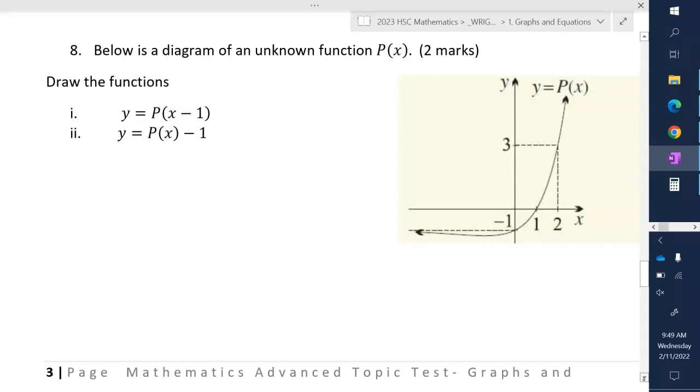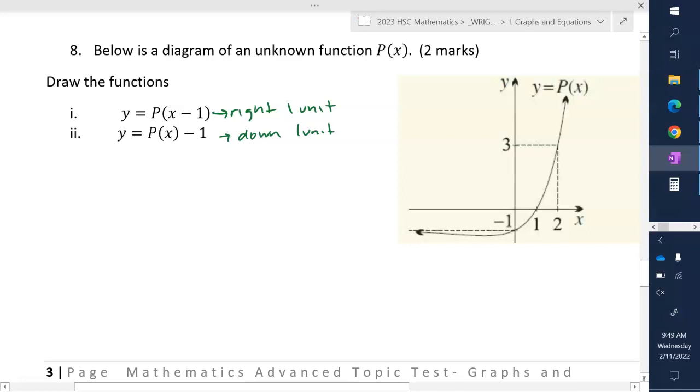We want to draw the functions p of x minus 1 and draw the function p of x, then take off 1. So p of x minus 1 we know goes right 1 unit, and p of x minus 1 goes down 1 unit. So you just needed to draw the graphs.